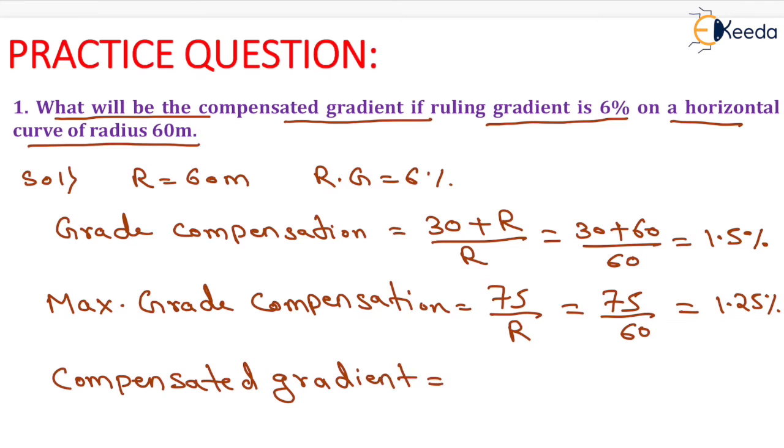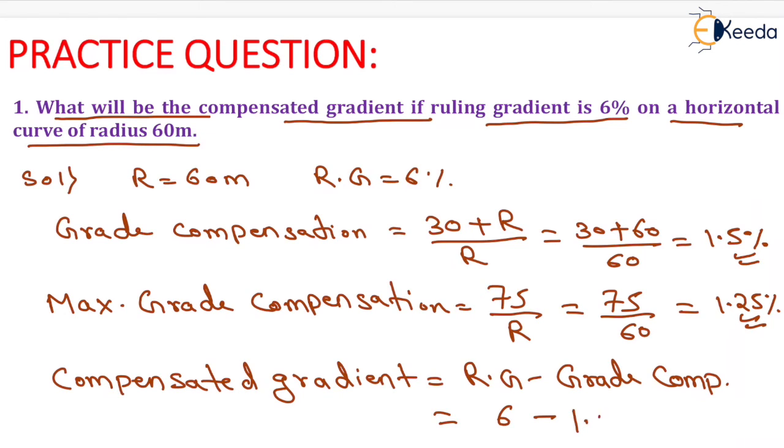It will be equal to the ruling gradient minus the grade compensation. Now the ruling gradient is given as 6%, and the grade compensation will be the minimum of these two values, that is 1.5% and 1.25%. So the minimum value will be equal to 1.25%.